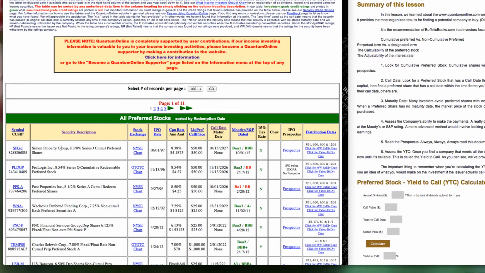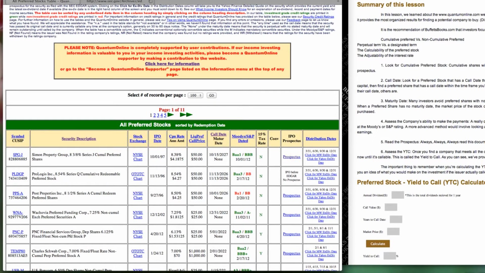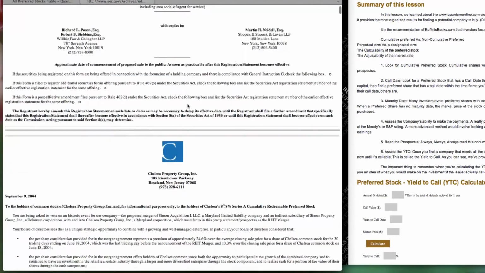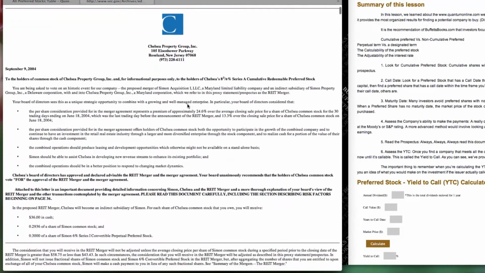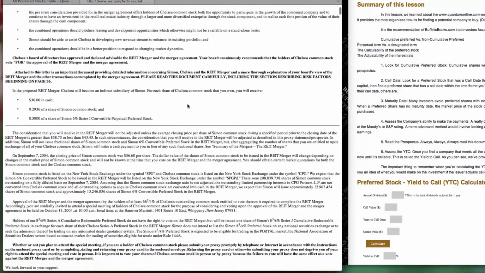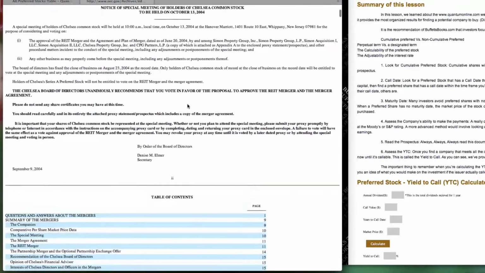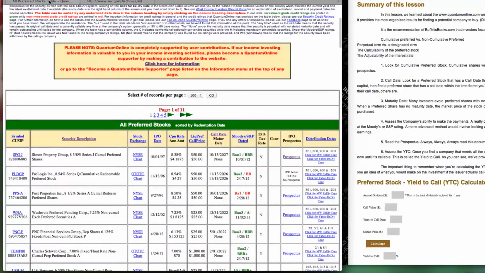And if you really want to dig deep, let's say that you wanted to take a closer look at this Simon Property Group. You can pull up this prospectus. Okay, let's go ahead and click on that. I opened it up in another window, and here's all the details that you would need to know about that preferred share. If you were going to buy this preferred stock, this gives you all the information and all the details that you need to know. And that information is right there at the tip of your finger by just clicking on that prospectus. So that's something that you'll definitely want to get in here and play around with.